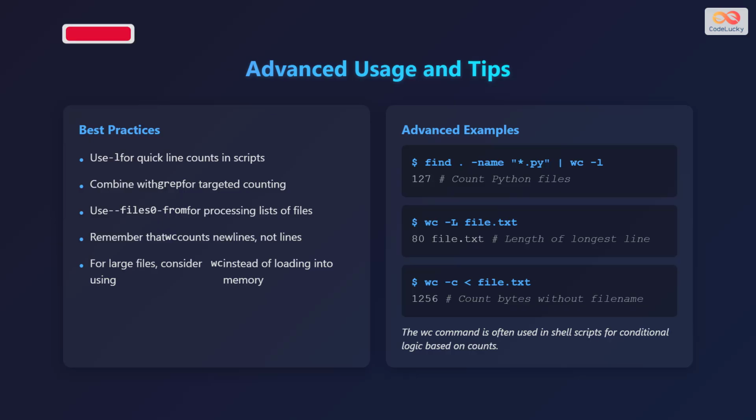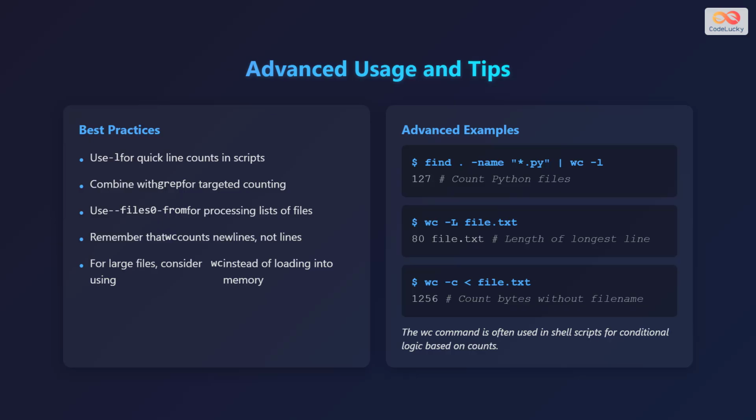Here are some best practices and advanced tips for using the wc command. Use -l for quick line counts in scripts. Combine wc with grep for targeted counting of specific patterns or content. Utilize the --files0-from option for processing lists of files, especially when dealing with a large number of files. Remember that -l counts newlines, not necessarily lines in a human-readable sense. For very large files, prefer using wc instead of loading the entire file into memory for processing.